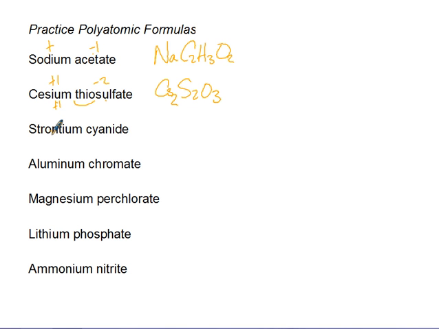Do one more. Strontium has a +2 charge. Cyanide is CN with a -1 charge. In order to make this -1 cancel the +2, I need 2 of them. And I put my parentheses around here so that my 2 clearly means it's 2 of the entire thing.